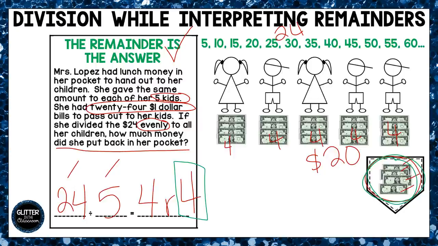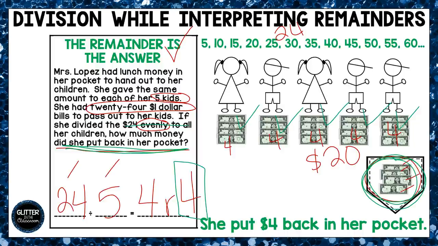I don't need to know how much each child got, even though that is part of the problem. That's not what the question is asking me. If she divided the $24 evenly to all her children, how much money did she put back in her pocket? And the pocket is the remainder. The pocket is your answer. So she put $4 back in her pocket. And that is an example of how you may use the remainder as your answer.